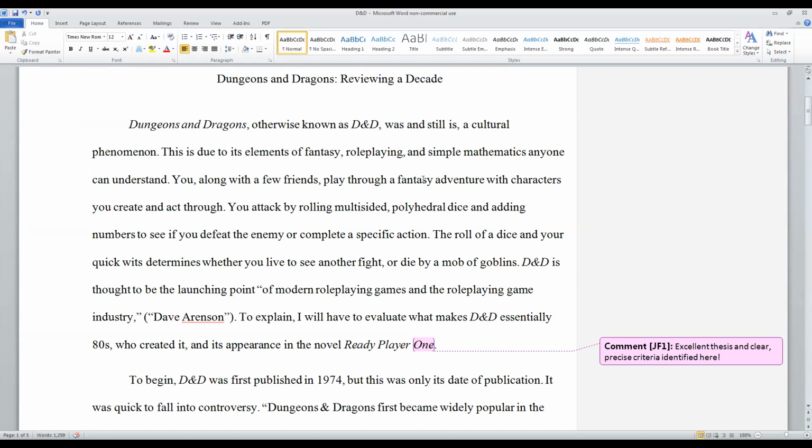You attack by rolling a multi-sided polyhedral dice and adding numbers to see if you can defeat the enemy or complete a specific action. The roll of a dice and your quick wits determines whether you live to see another fight or die by a mob of goblins. D&D is thought to be the launching point of, quote, of modern role-playing games and the role-playing game industry.